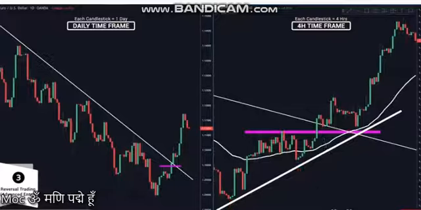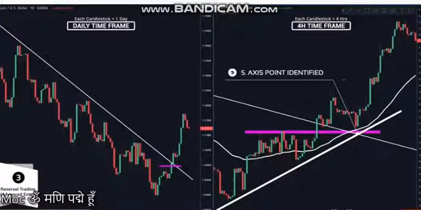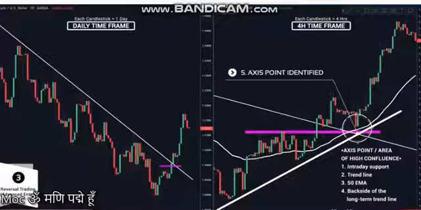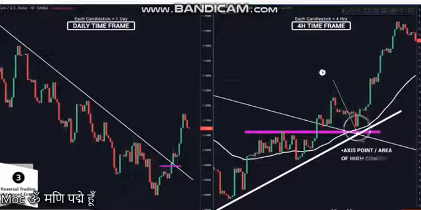5. And the most important part, you had your access point here, an area of high confluence, because the support level and the trend line and the 50 EMA and the backside of the long-term trend line all intersect perfectly.